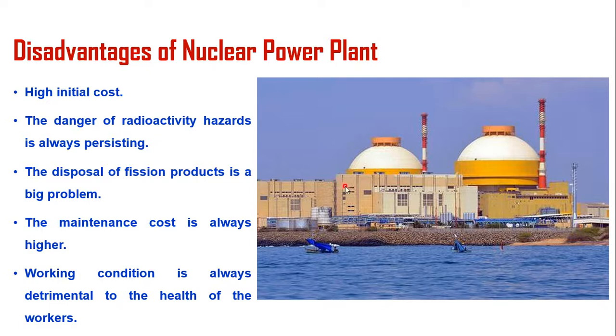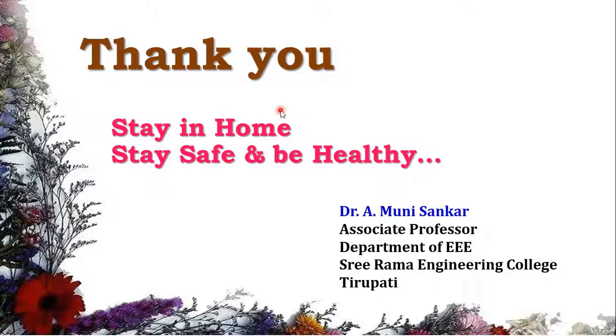Nuclear chemical products coming from this nuclear fission, disposal of those products is a big problem, and maintenance cost is always higher. Working conditions are always detrimental to the health of the workers. It's always very dangerous to operate with radioactive elements. So that's why the nuclear reactor is provided with a protective shield. So these are the disadvantages of the nuclear power plant.